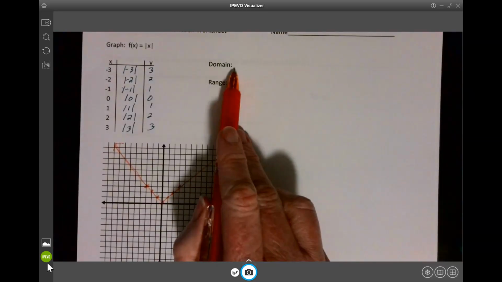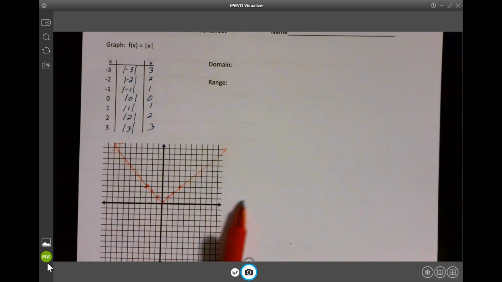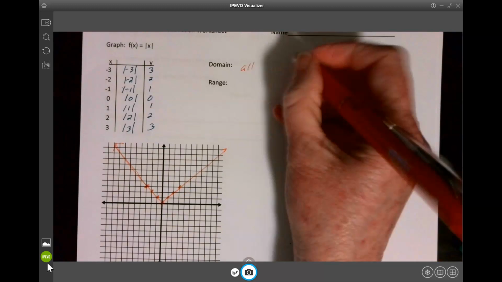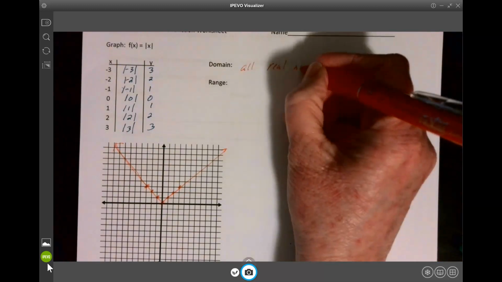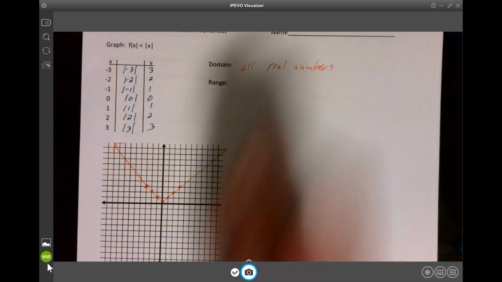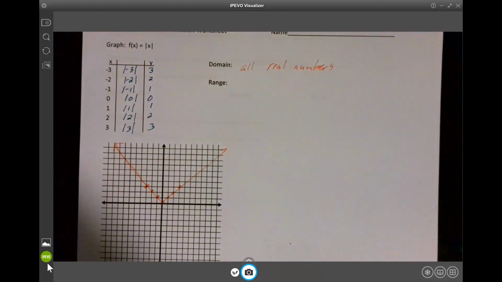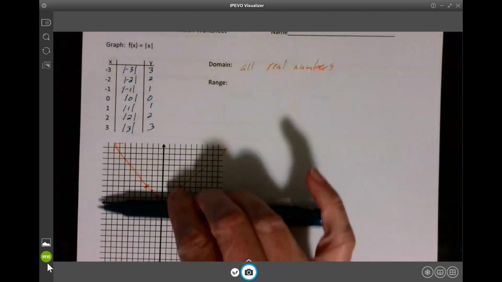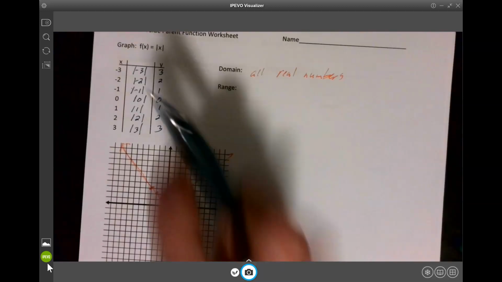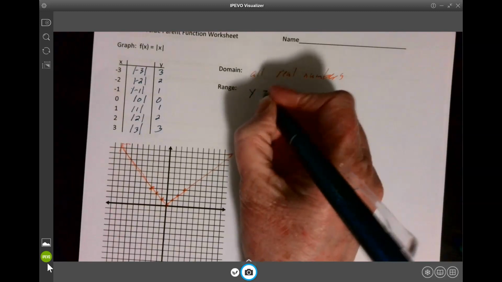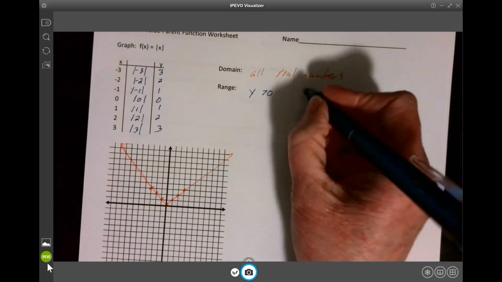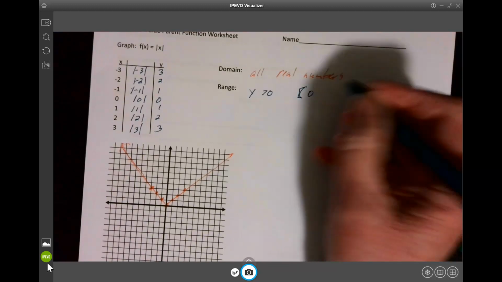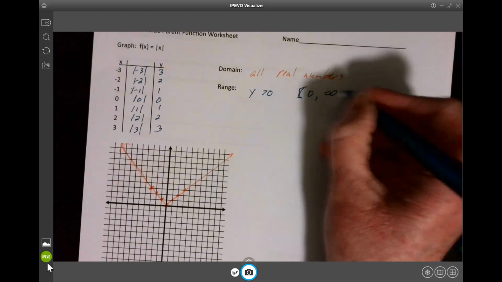So now let's look at the domain and range. Okay, so the domain, are there any restrictions on what I can plug in for x? No. So this would be all real numbers. Okay, and what about the range? Well, look at what your range does. It starts right here and it goes up. All the y values from here on up. So we could write that as y is greater than or equal to 0. If we were doing an interval notation, it would go from 0, and this time 0 could be included, all the way up to infinity.